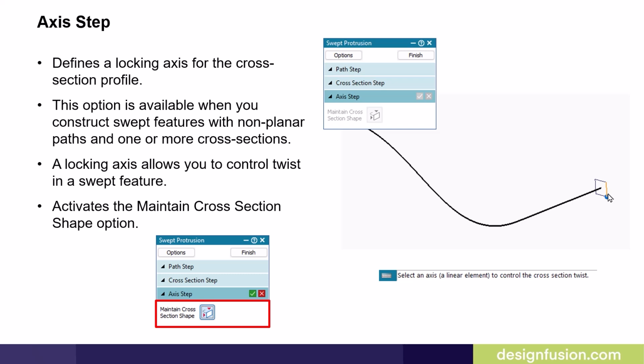When you select a locking axis, the cross-section elements and resultant surfaces maintain a fixed relationship with the plane that is normal to the locking axis direction, which is constant. With no locking axis specified, the cross-section elements and resultant surfaces maintain a fixed relationship with the plane normal to the path, which varies. Defining the axis step activates the Maintain Cross-Section Shape option.